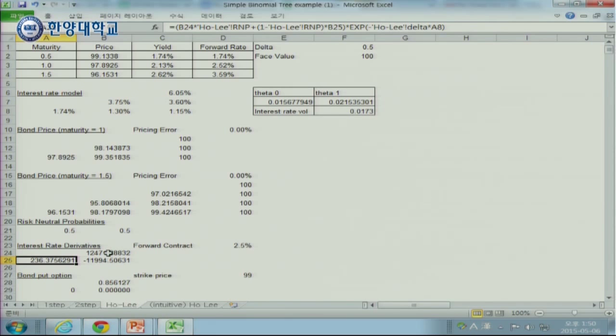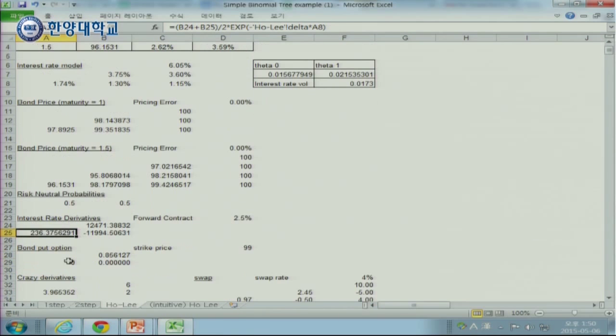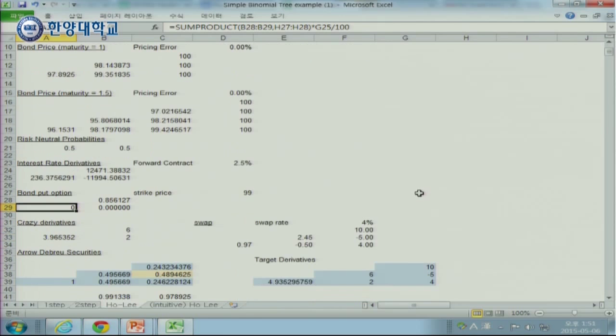Now the risk neutral probability is 0.5, so we can simply calculate the average of this one, okay, and then discount it. So we don't need actually RNP anymore. Anyway, the answer is the same because I match everything at 0.5. So we can simply calculate average, right? Yeah, but still anyway it is the same. So we can calculate interest derivatives, and we can calculate a bond put option similarly.